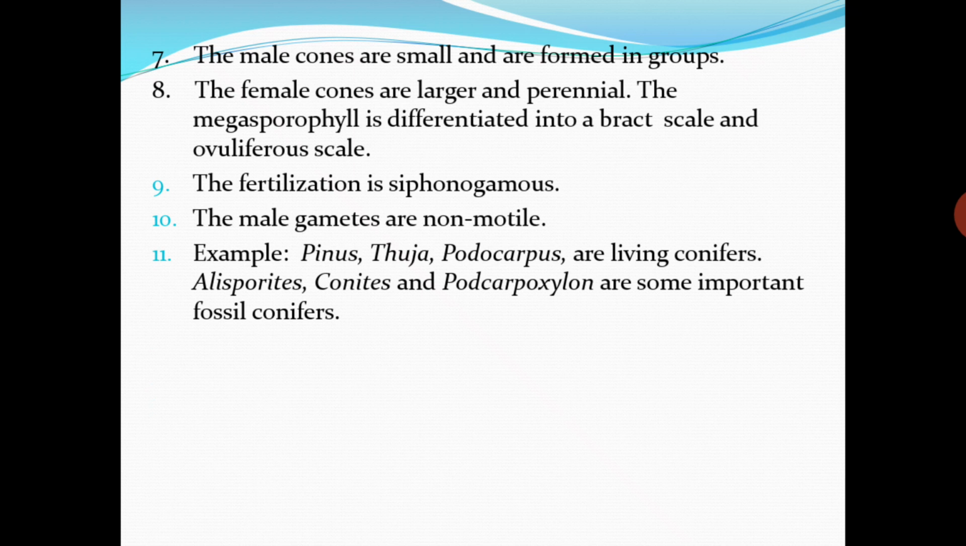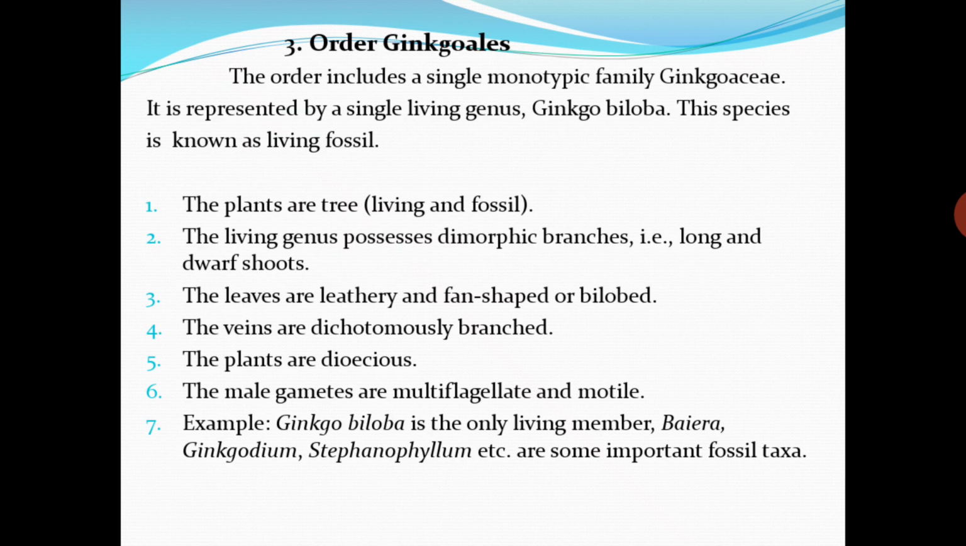Examples: Thuja and Pinus are living conifers. Podocarpoxylon and Palaeotaxus are some important fossil conifers. So, next order.